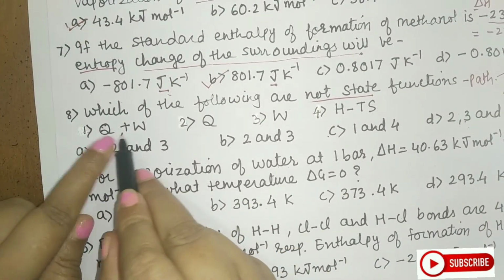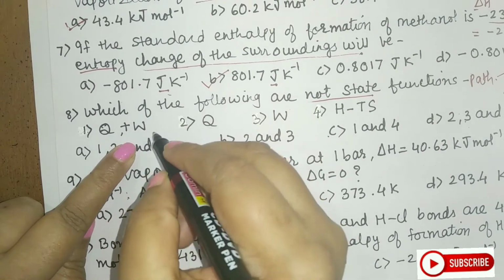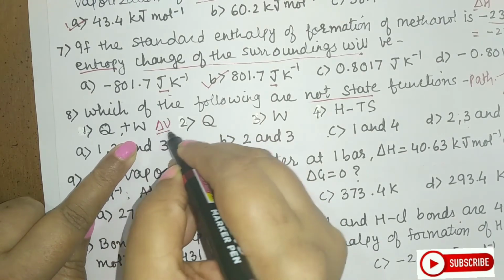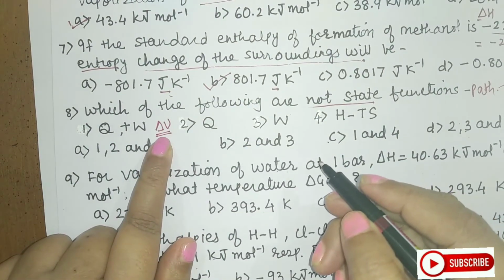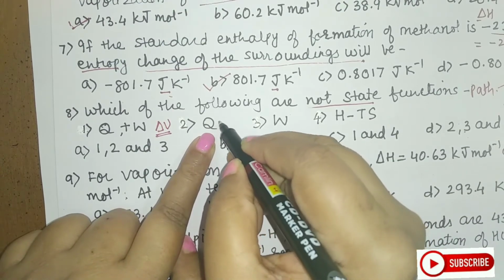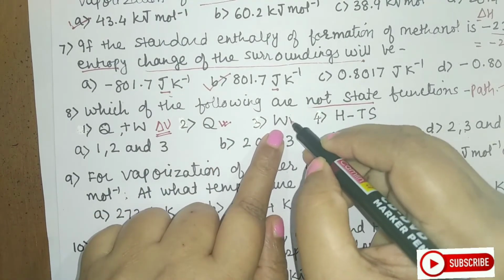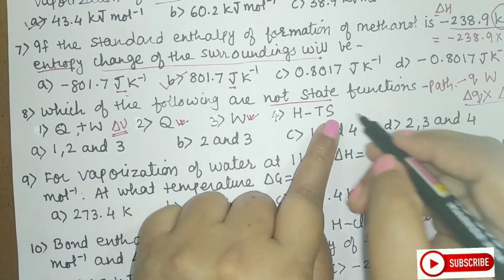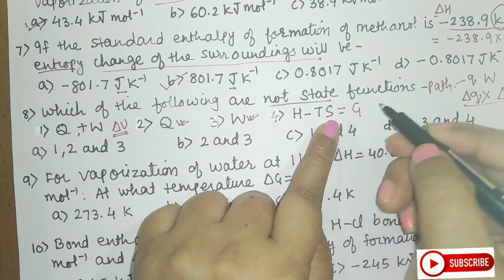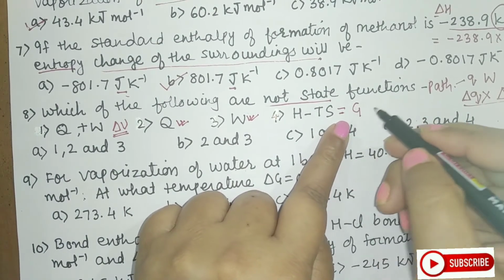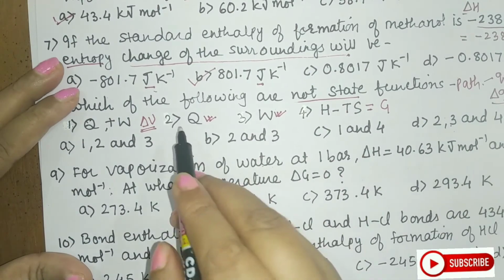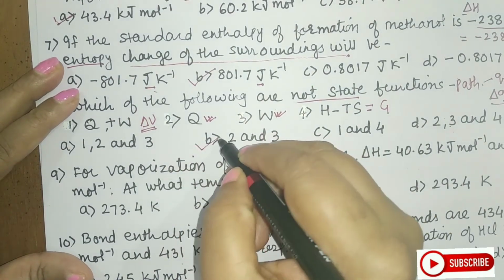Here they have given Q plus W. What is Q plus W? It is internal energy change, and this is a state function. Heat, yes, it is a path function. Work is also a path function. H minus TS is Gibbs energy, which is again a state function. So your answer will be second and third. So answer is second option.